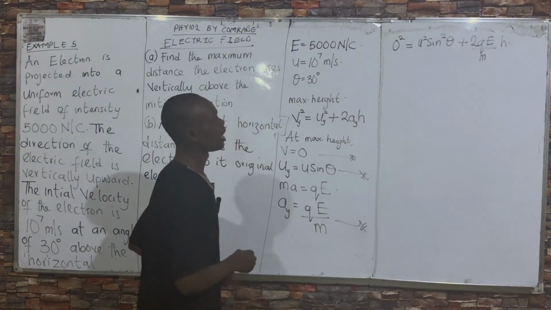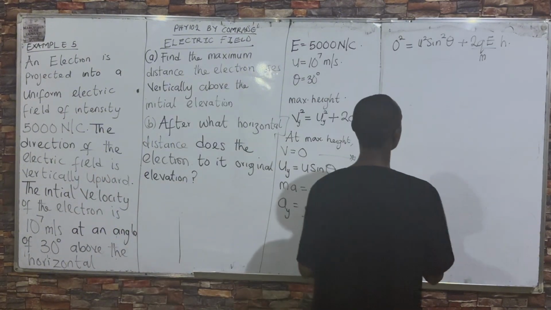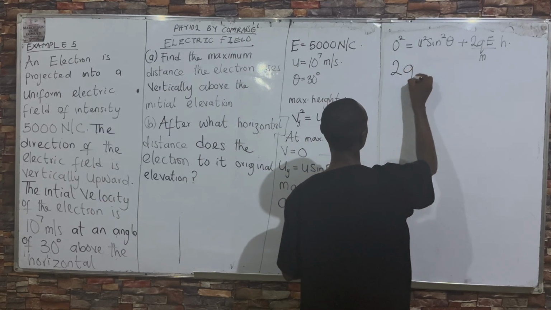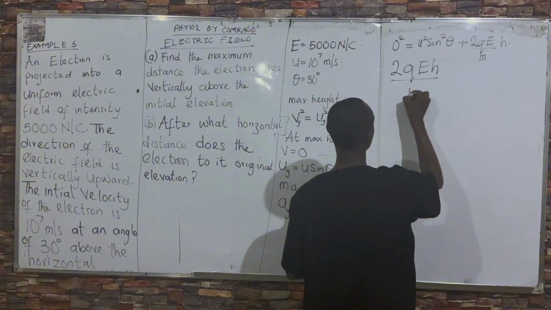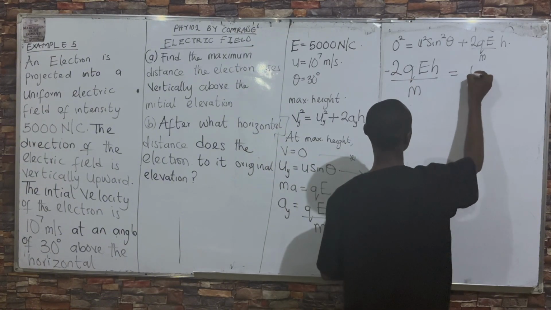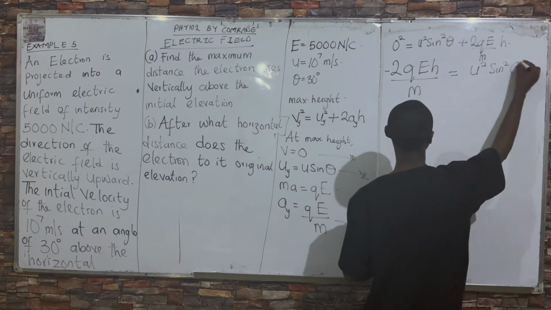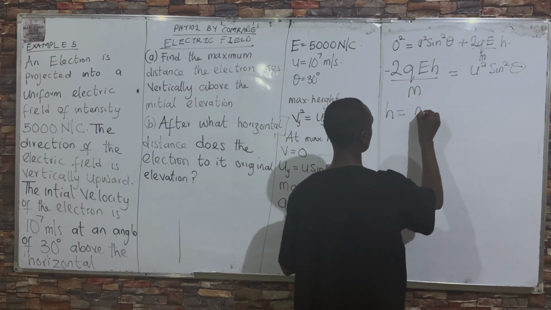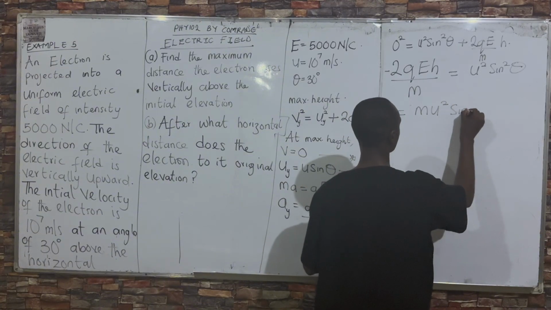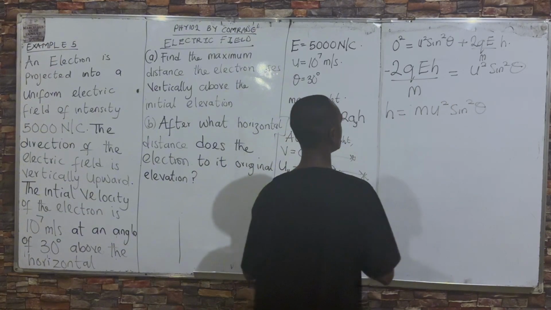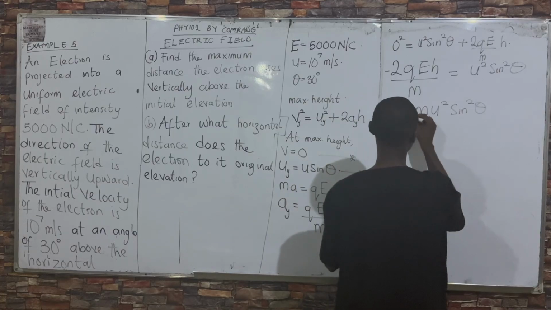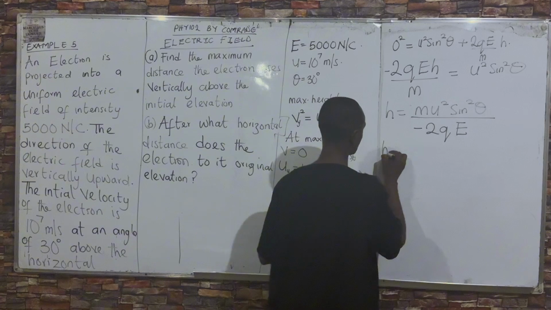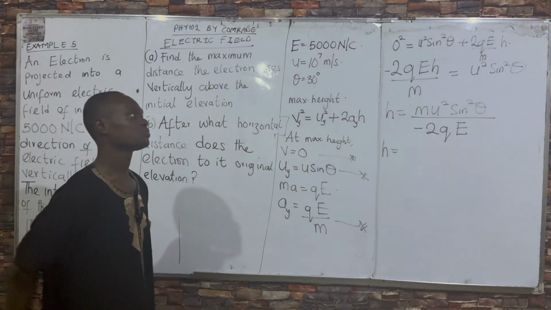Are you seeing it? Now I want to make h the subject of the formula. So collect like terms, I have 2qEh over m minus... is equal to u squared sine squared theta. So divide both sides and make h the subject. Now h becomes m u squared sine squared theta over minus 2qE. Then we can now substitute our values.